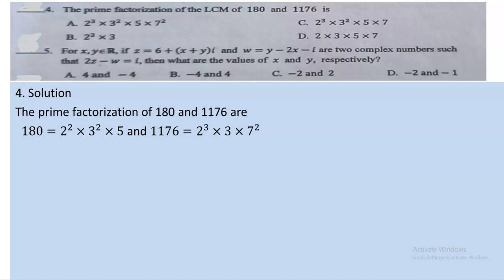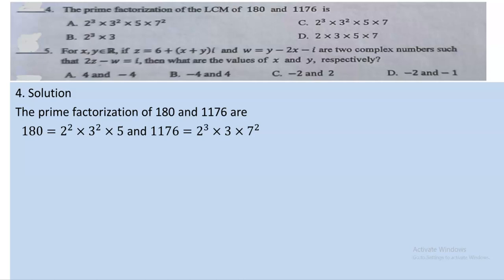Do the same for 1176. You simply divide this number by 2. And you do this 3 times, and then you divide by 3, because you will obtain a number that can be divisible by 3. And then finally 49 is going to come, and we knew 49 is 7 squared. So students, as you see, these two are now prime factorized, because 180 is written as a product of prime numbers 2, 3, 5. The same is true in the case of 1176. It's written as a multiple of 2, 3, and 7.